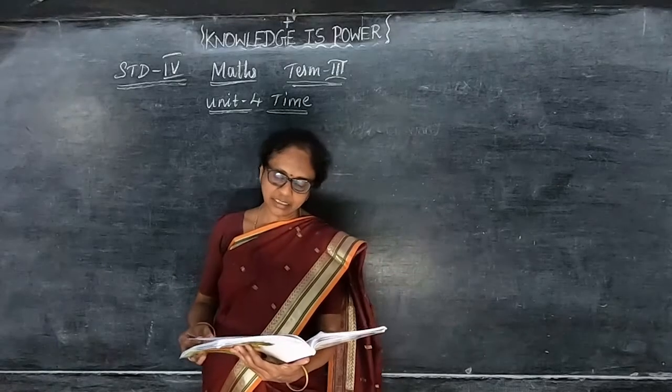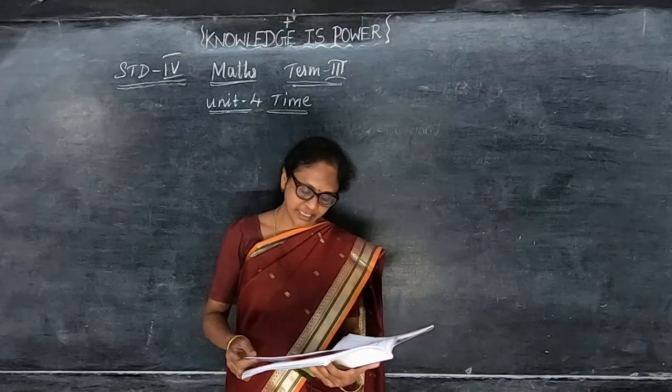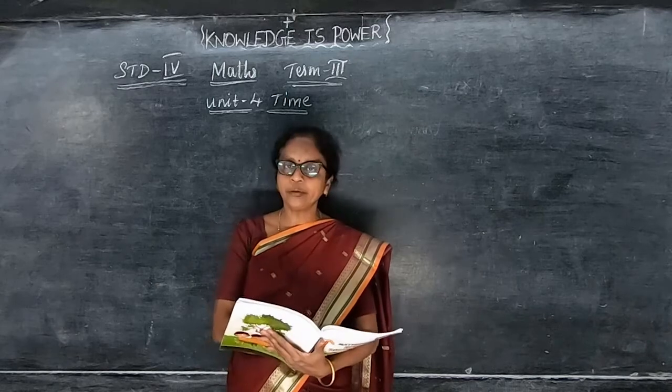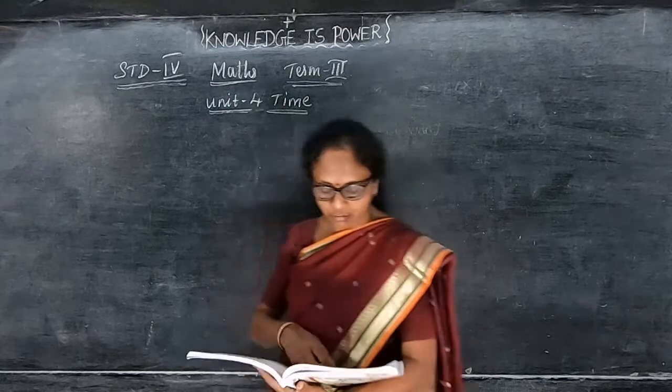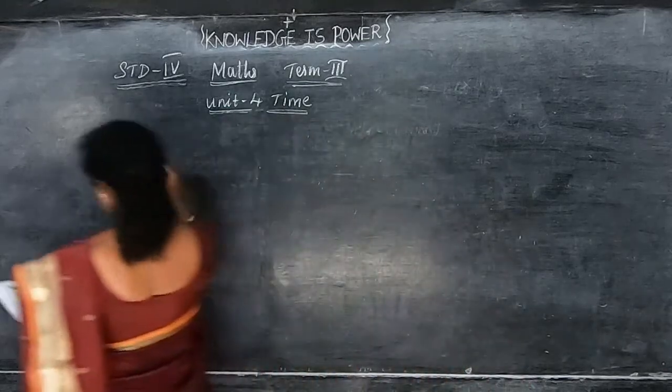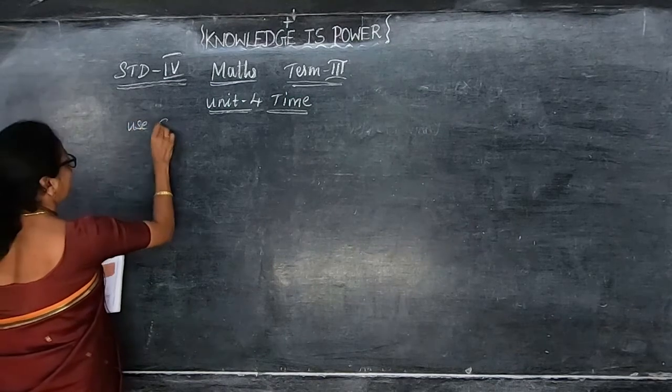In the last class previously we have already seen about the 4th standard maths time, Independence Day, Gandhi Jayanti, and how to calculate the number of days between Christmas Day and Republic Day. Now use the calendar with patterns, page number 32.